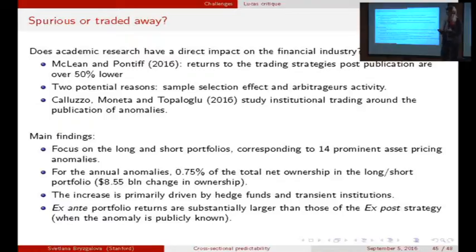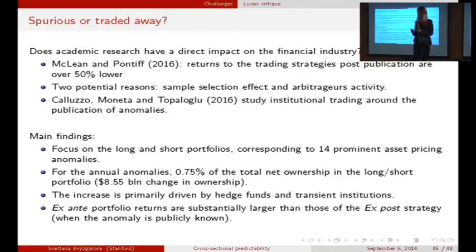There is a recent paper that tried to test this hypothesis. They looked at the following. Institutional investors now manage 60% of the equity in the US, so they're really, really large participants. And we know their positions because they have to disclose them every quarter. So let us check whether they try to load more on those anomalies, on those strategies that are getting published, that is, buying the correct stocks and selling the correct stocks once the anomaly becomes publicly available.